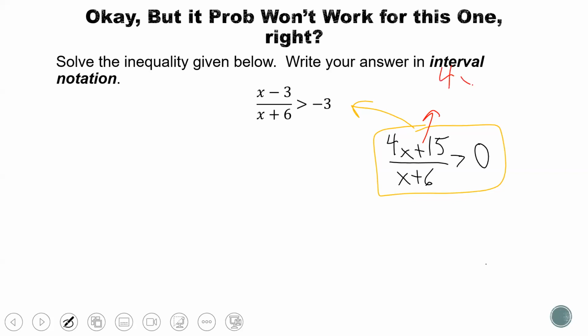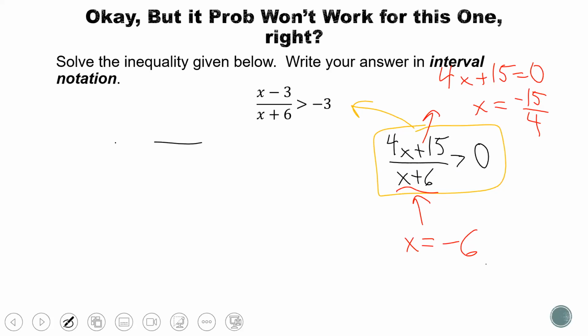We can find what makes that equal 0, although it's a little more difficult to do by inspection. We could set up an equation here, subtract 15 from both sides and divide by 4. So we'd find that this is 0 at negative 15 over 4. So that makes the whole expression equal 0. And then for the denominator, x plus 6, we know x equals negative 6 will make that equal to 0. And in fact, that makes the whole expression undefined.